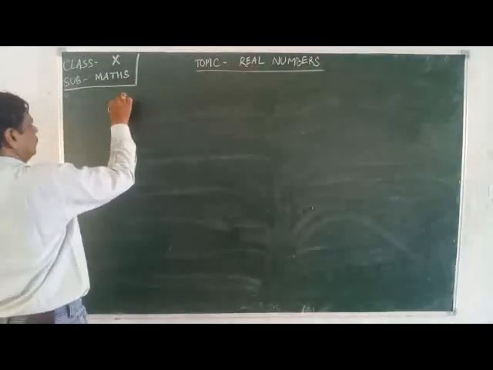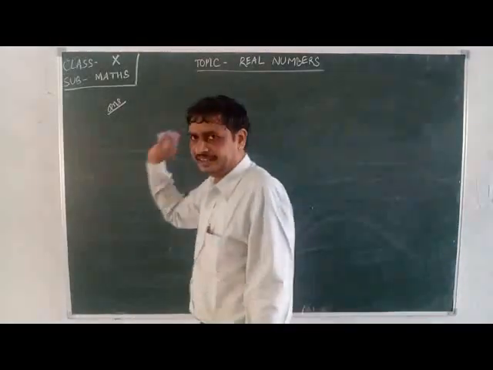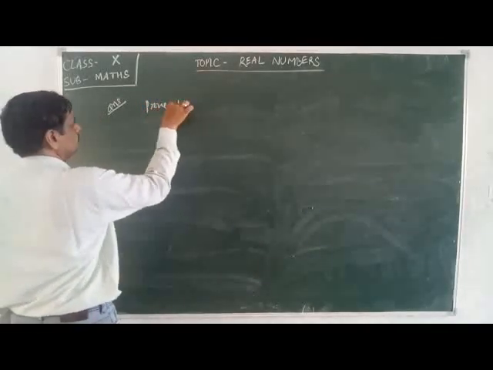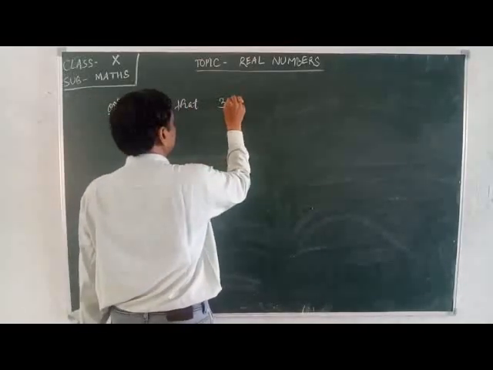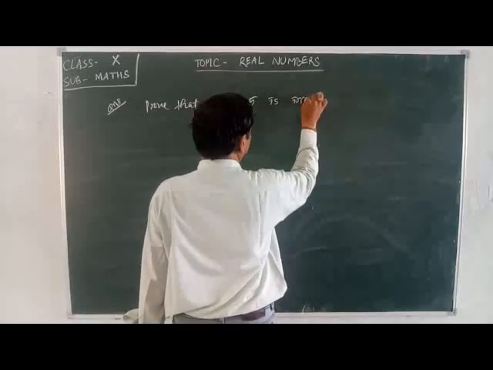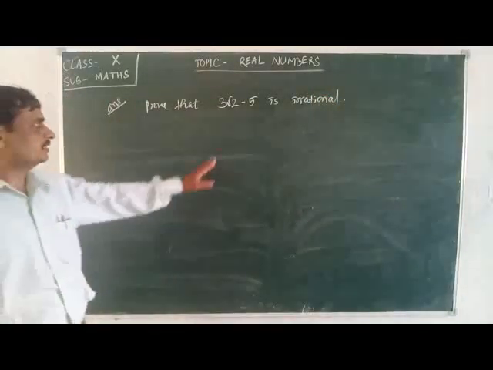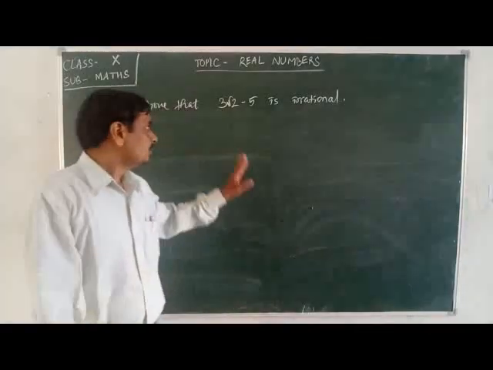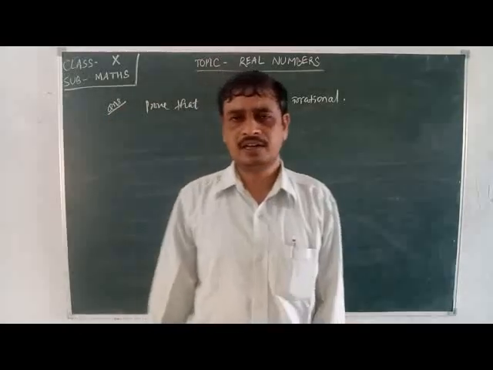Now we have to prove any number as irrational, right? Prove that 3 root 2 minus 5 is irrational. Now we will prove this 3 root 2 minus 5 is irrational. In this case, again we will follow the method of contradiction.